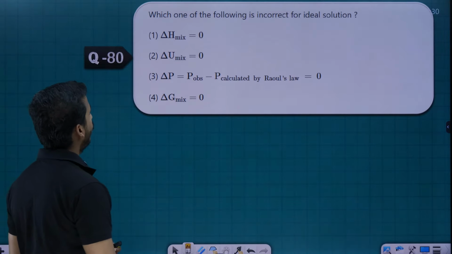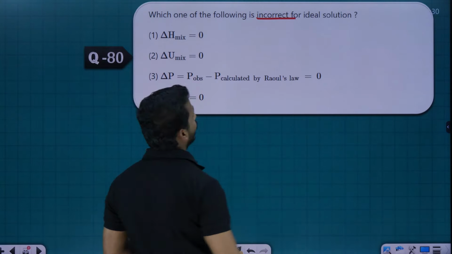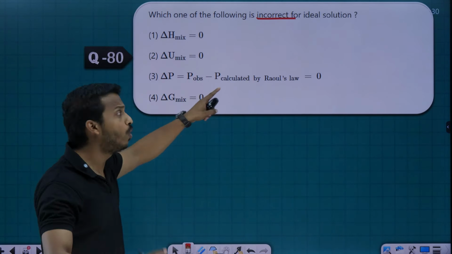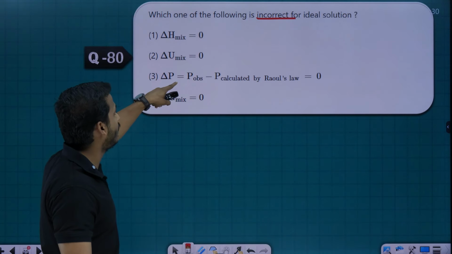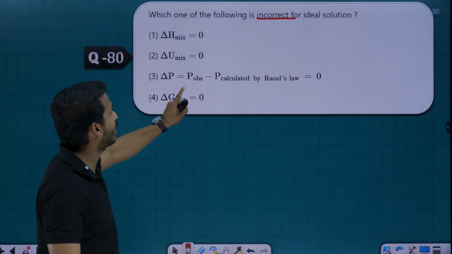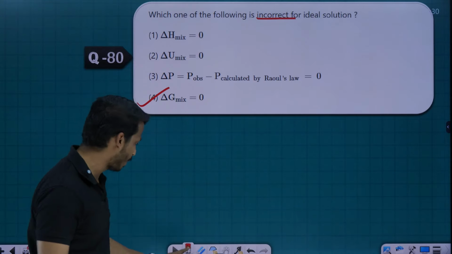And the 80th question, which one of the following is incorrect for an ideal solution? See, all: delta H mixing is 0, delta U mixing is 0, and the delta P, that is observed minus calculated, is equal to 0. Delta G mixing is 0. Here, the fourth one is something special.